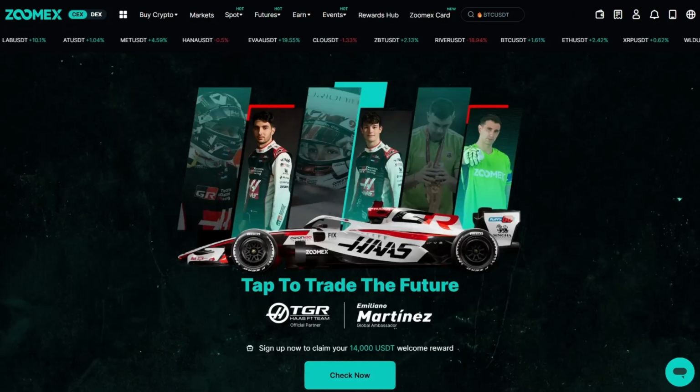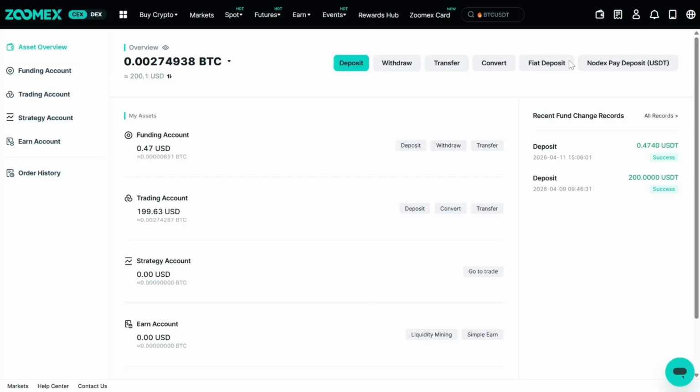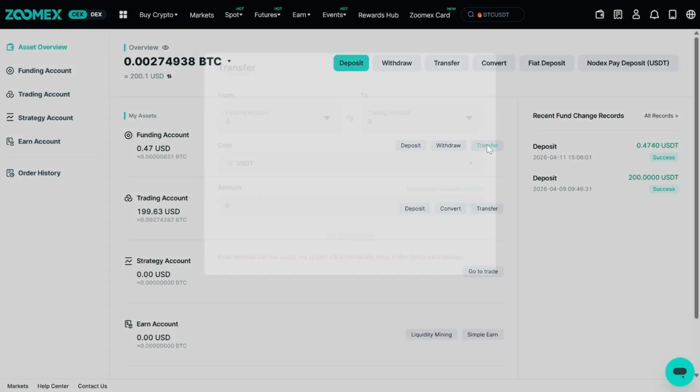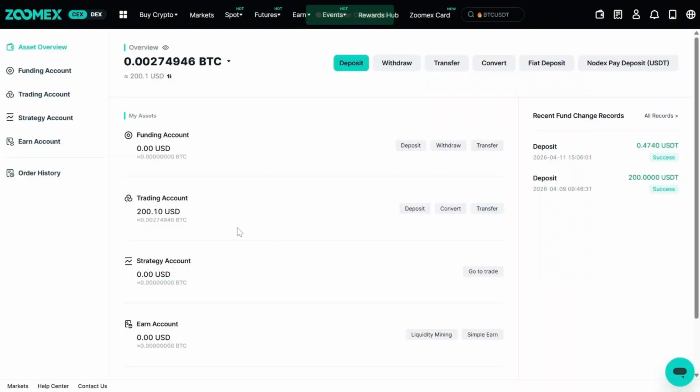The first thing we want to do is make sure we have funds in the right account. So let's head to Asset Overview. And we can see that most of my funds are in my trading account, but I do have a little bit in my funding account. So we're just going to transfer that over, transfer all of it, and confirm. And now we have all of my USDT in our trading account.